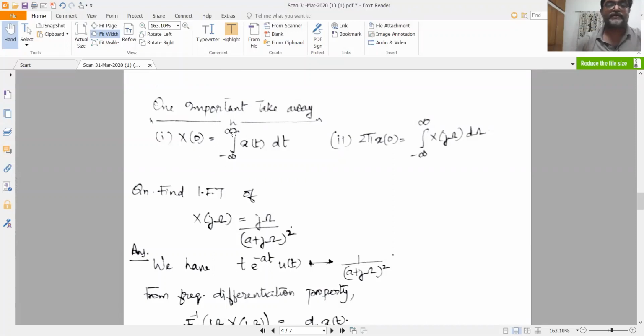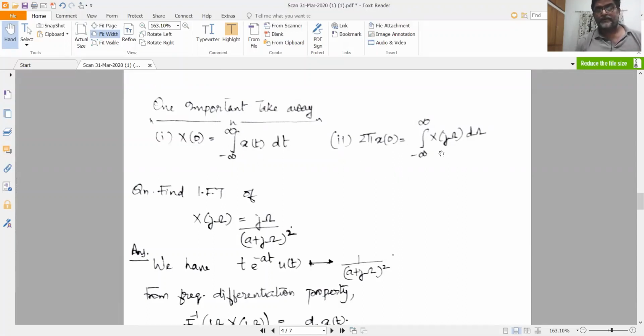is evaluated as integral from minus infinity to plus infinity of x(t) dt. Is that clear? So the area under the signal gives you the DC component of the spectrum. So this is a very important result. Remember, the area under the signal is the DC component of the spectrum.